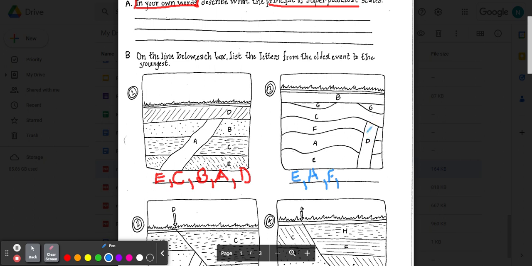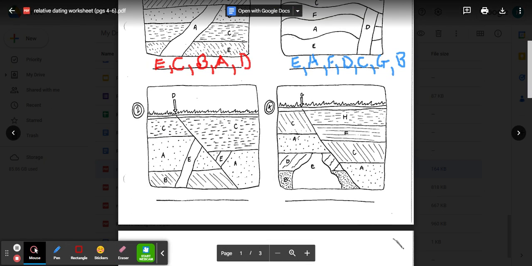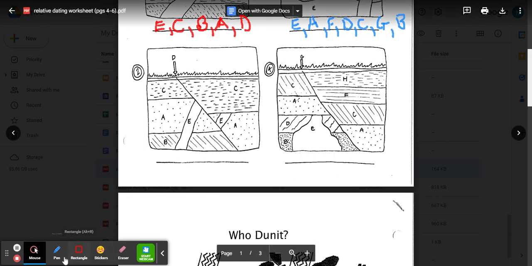Then look, D cuts all the way through F, but not through C, so it's got to be D. Then C. Then G. And then B. Okay, again, if you're getting different results than me, we will definitely talk about them. All right, we'll go with purple this time. I haven't done any purple yet.